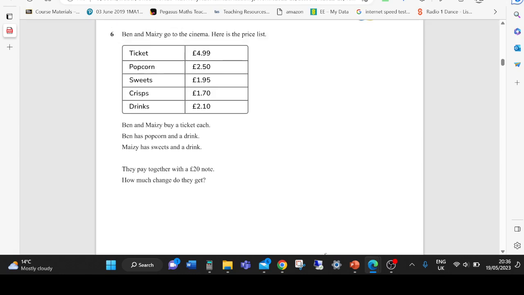Because this is a calculator paper, I'm going to get no marks for actually doing the sums themselves. So what I'm going to do is just underline the key bits of information. I need 2 tickets, so 2 times 4.99, plus they both have a drink, so 2 times £2.10, plus Ben has a popcorn, which is £2.50, and Maisie has sweets, so 1.95.